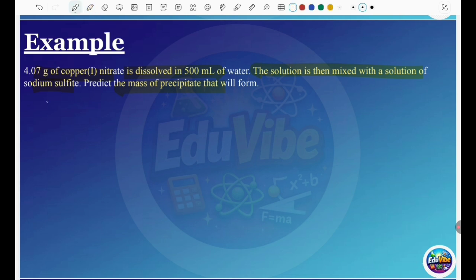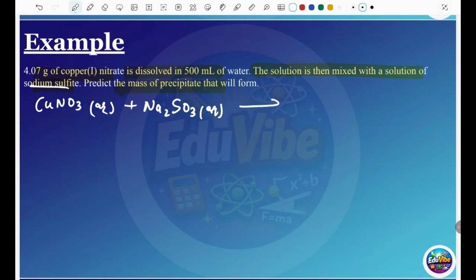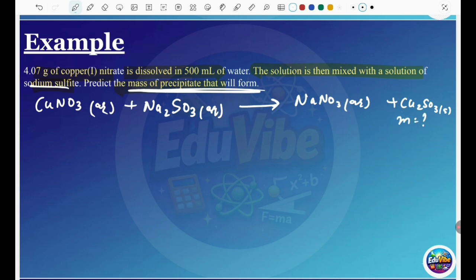So we have copper first nitrate, which is basically CuNO3, aqueous, which is dissolved now, and they have added the sodium sulfide. So sodium sulfide is Na2SO3 aqueous, and this is a double displacement reaction, so we have to do this. So NaNO3 you will get, which is aqueous, you can check from the solubility table, and Cu2SO3 solid. How can you come to know what is the precipitate? The precipitate is the thing which is solid. So this Cu2SO3 is a solid, so you have to find the mass for this thing.